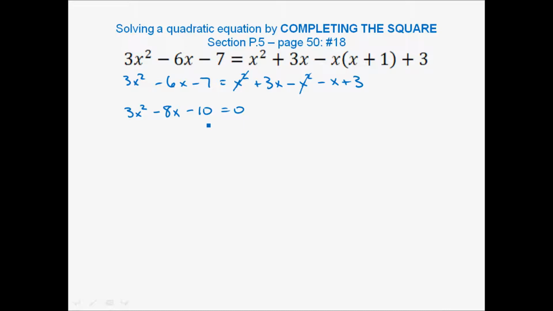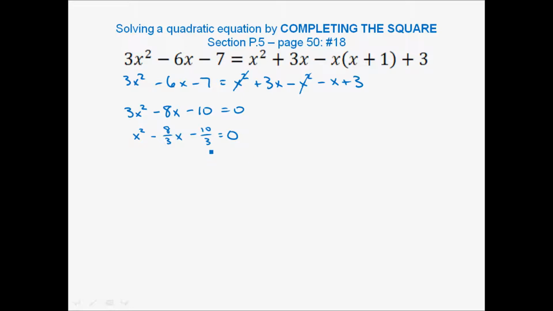So here we go. Completing the square is usually easy when the lead coefficient is 1. In this case, it's not 1, so that makes life a little bit more difficult, but we can still do it. First step, we want to divide everything by 3, so that this does become a 1. So we have x squared minus 8/3 x minus 10/3 equals 0. Now we're a little bit better for completing the square. I know it doesn't look prettier.